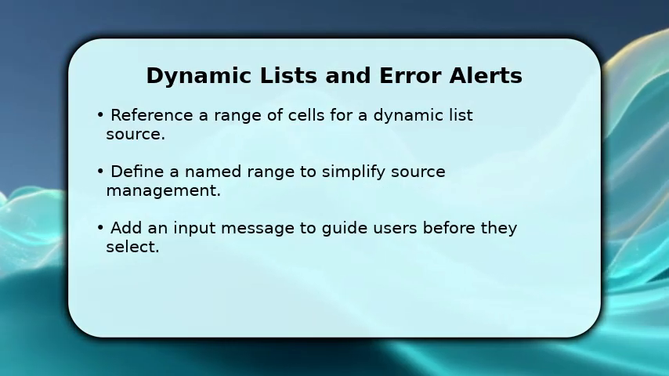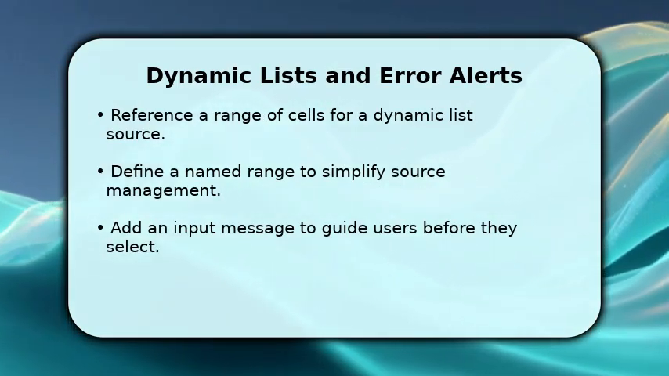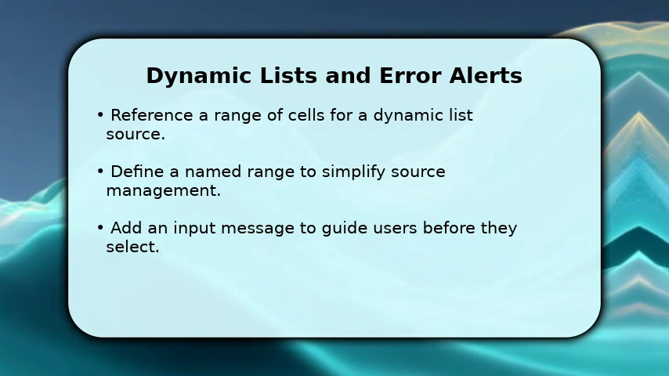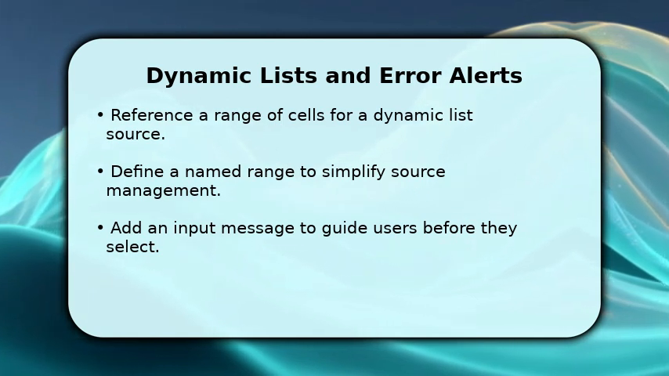To make your drop-down list dynamic, reference a range of cells as your source instead of typing items directly. You can even define a named range for this source, making it much easier to manage and update.